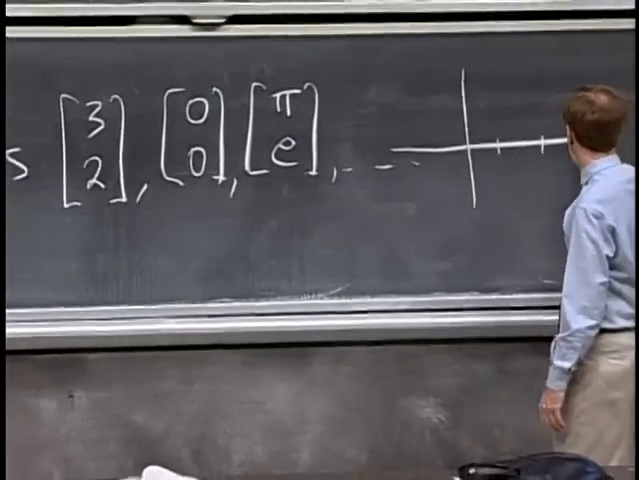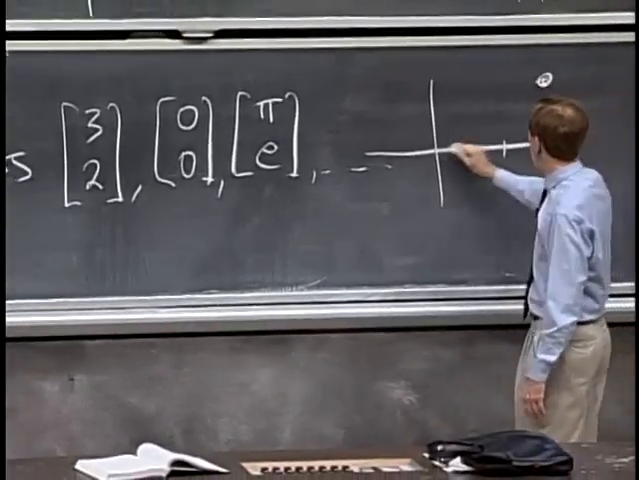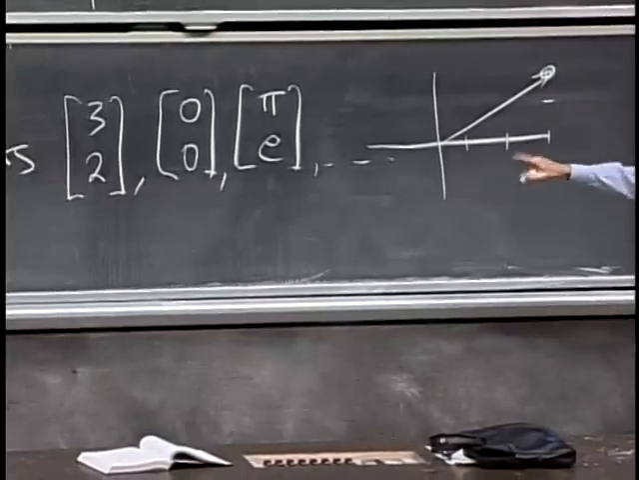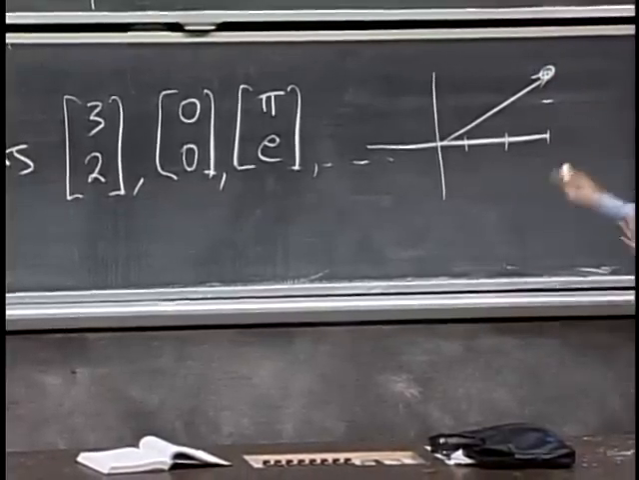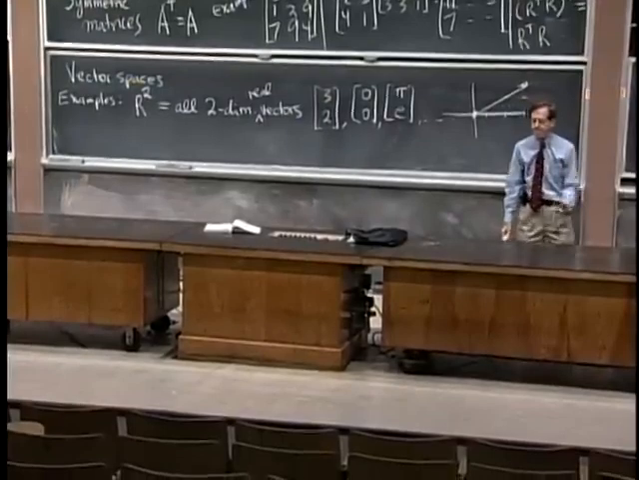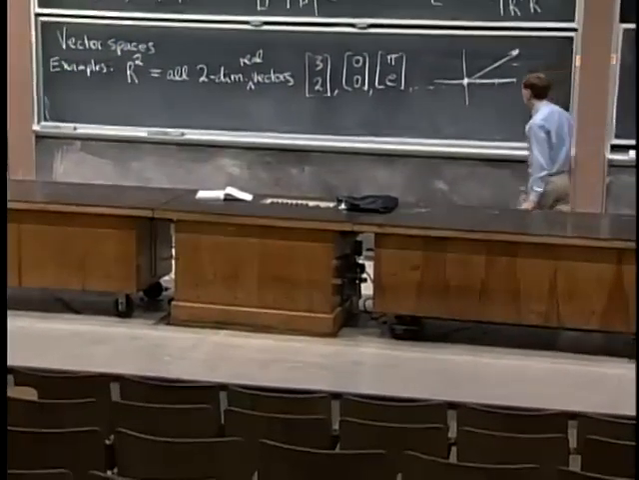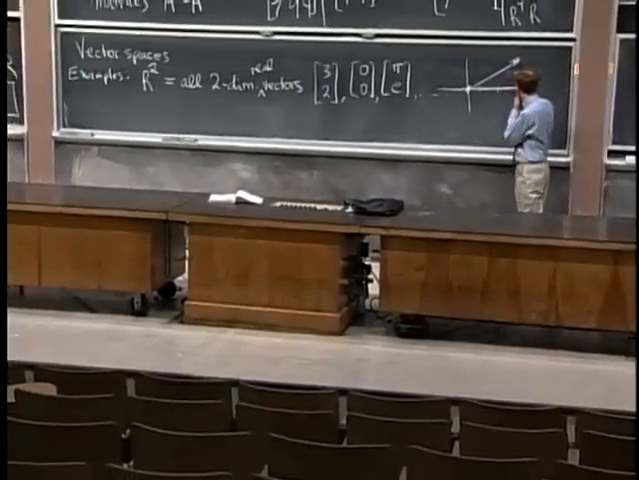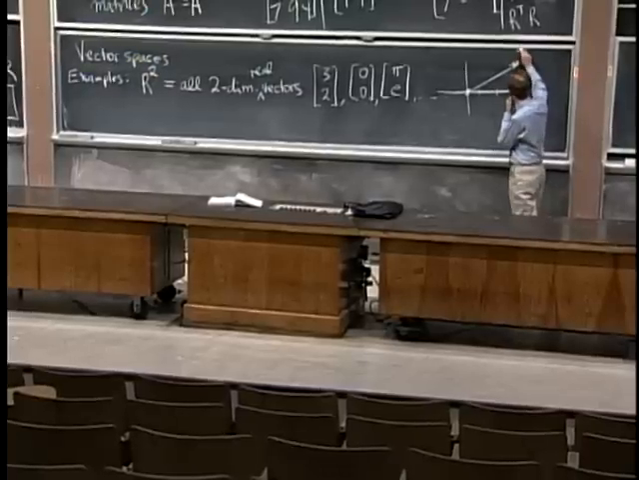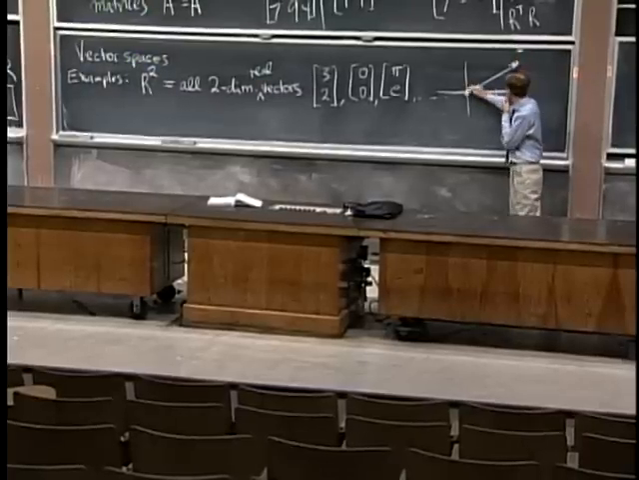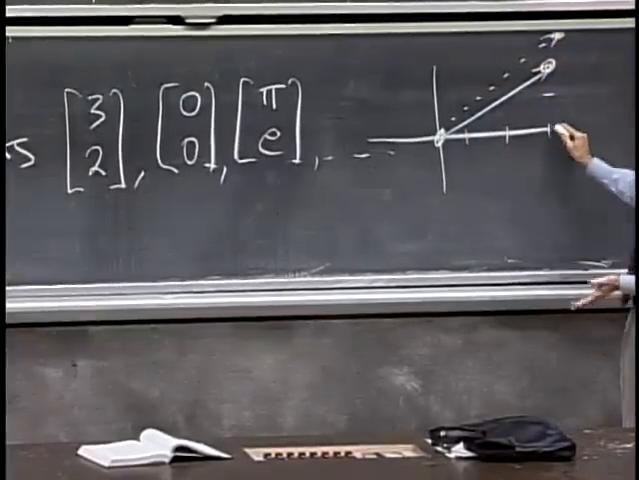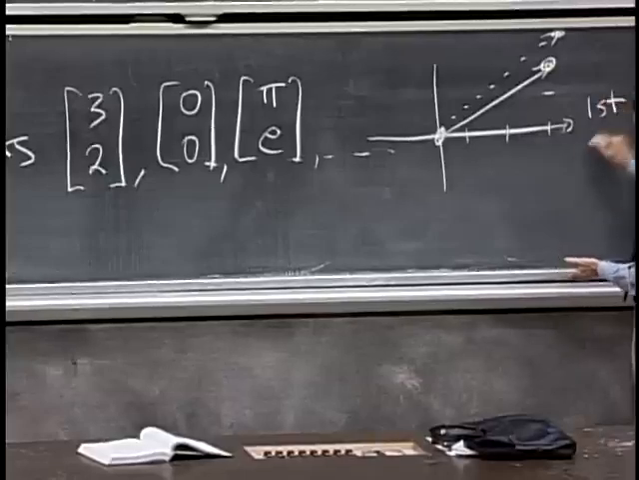There's the vector 3, 2. And often the picture has an arrow. The vector 0, 0, which is a highly important vector, is there. And of course, it's not much of an arrow. Pi, e, I have to remember, pi is about 3 and a little more. E is about 2 and a little more. So maybe there's pi, e. I never drew pi, e before. It's just natural, this is the first component.